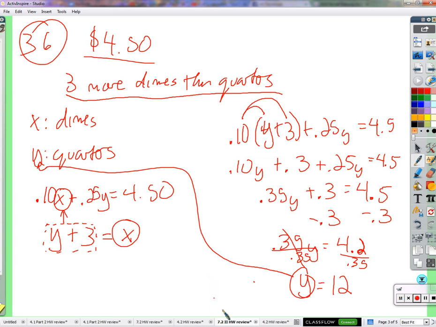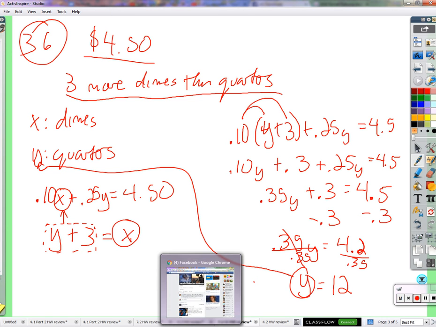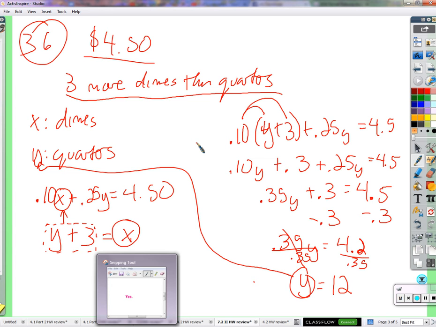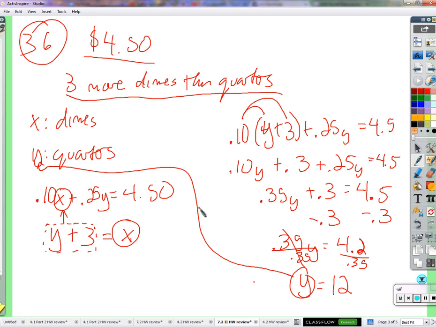How many dimes does she have? 13 dimes. Because she has three more, right? I gave that as a hypothetical just a few minutes ago. What if she had 12 quarters? So she would have three more dimes. She had 15 dimes. So 12 quarters and 15 dimes is the only combination of quarters and dimes that gives you 450 while also having three more dimes.